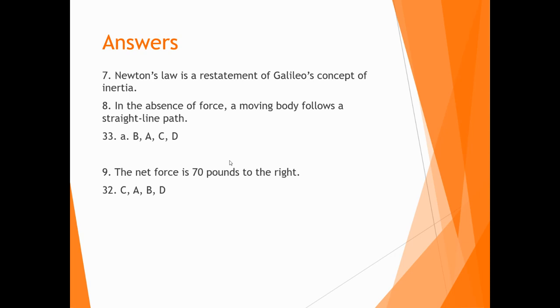Doesn't matter what direction it's moving, but as soon as it doesn't have any additional forces, it's going to follow a straight line path. So then number 33A, you have some different materials resting on a table, and it asks how much they resist being set into motion from greatest to least. So that would be the ones that have the greatest inertia would have the greatest mass.